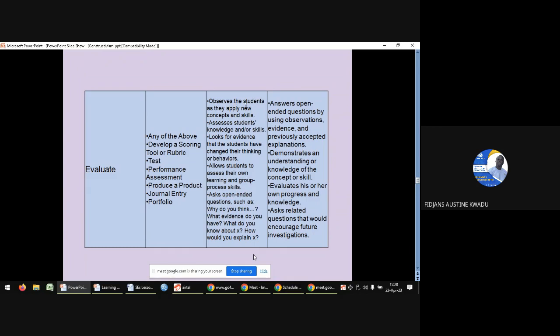The teacher also assesses students' knowledge and or skills. He also looks for evidence that the students have changed their thinking or behaviors. Allows students to assess their own learning and group process skills. Asks open-ended questions such as, why do you think? What evidence do you have? What do you know about X? How would you explain X? Thank you. Good reading.